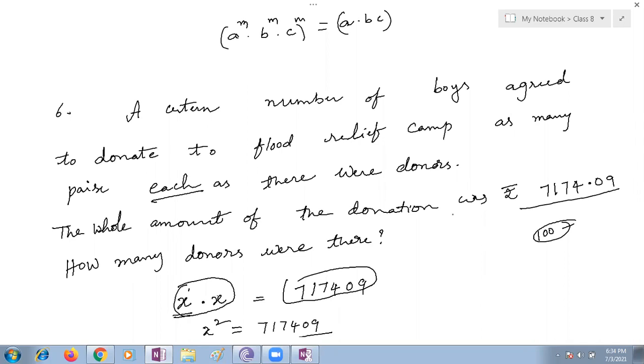847 donors. Yes, ma'am, the same answer. You understand the question: each member gives as many paisa as there are donors. That means if there are 100 donors, it is 100 into 100 paisa. For X donors, we don't know the number, so X multiplied with X is given as 7174.09. It is given in rupees, so you have to convert into paisas. Ma'am, means if there are 4 donors, then 16 paisa will be given.